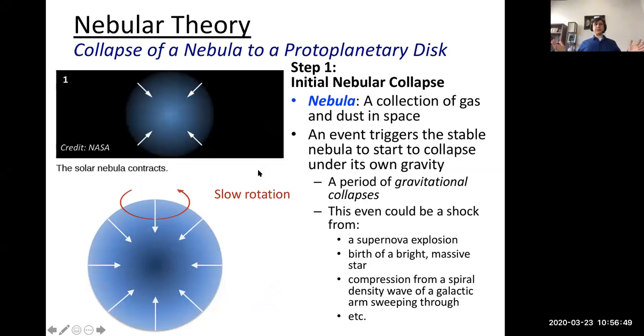So, nebular theory. This is going to be what explains the structure of the solar system. What is our starting point? How does our solar system actually begin? And how do planetary systems in general begin?